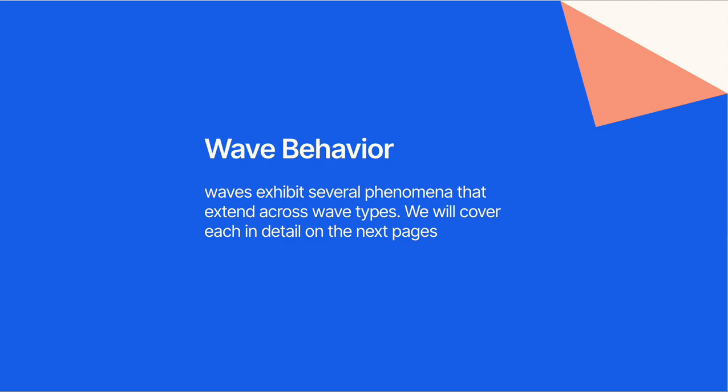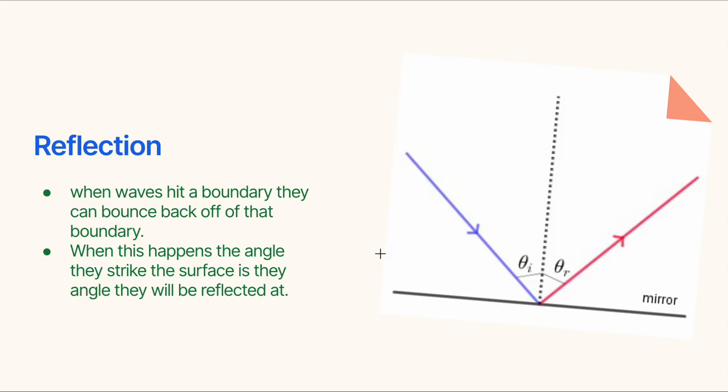Next, we're going to talk just a little bit about wave behavior. Waves exhibit several phenomena that extend across all wave types, and we're going to cover each of them in detail. The first is reflection. This is what happens when a wave strikes a boundary and then bounces back off of that boundary. And an interesting phenomenon that we see is that the angle at which they strike the surface, which we can see either here or if you're comparing it to the normal right here, is the same angle at which they are reflected back off of the mirror. We call this the angle of incidence, which is why you'll see a little i here, and the angle of reflection.